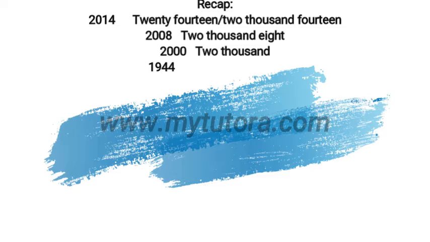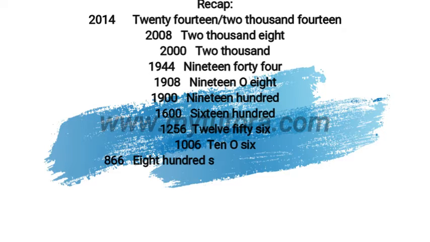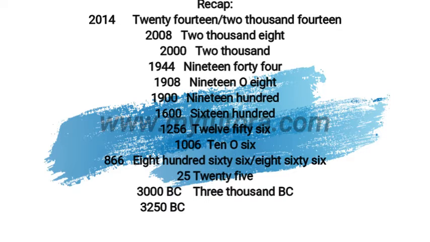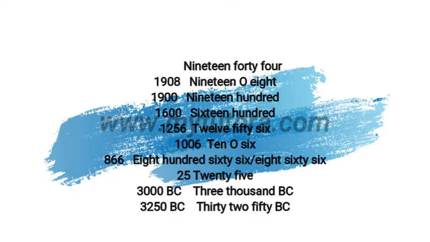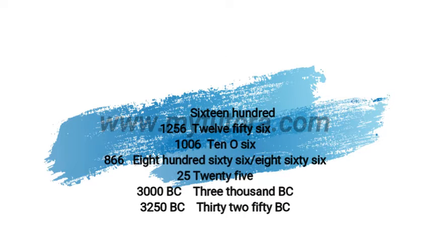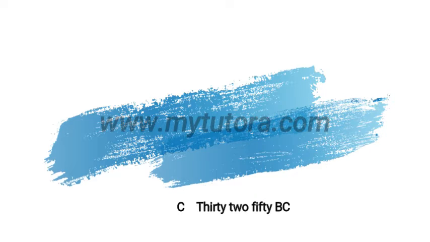2014 we will pronounce as twenty fourteen or two thousand and fourteen. 2008 we will say as two thousand and eight. 2000, two thousand. 1944, nineteen forty-four. 1908, nineteen oh eight. 1900, nineteen hundred. 1600, sixteen hundred. 1256, twelve fifty-six. 1006, ten oh six. 866, eight sixty-six or eight hundred sixty-six. 2525, twenty-five twenty-five. 3000 BC. 3250 BC.